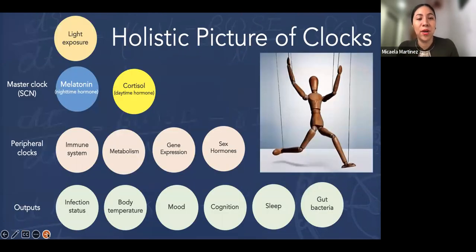And so what we really wanted to know is we wanted to get a holistic picture of biological rhythms. And so we were looking at light exposure that our participants were experiencing at home before they came into the lab. So we wanted to know how much light they're getting each season of the year. We looked at neuroendocrine hormones that are known to be pretty much direct outputs of the circadian clock, so melatonin and cortisol. But then we're really interested, especially in my lab, in peripheral clocks. And what I mean by peripheral clocks are circadian clocks throughout body systems that are not necessarily neuroendocrine driven. So this includes the immune system, our metabolism, gene expression in cells of the immune system, and also sex hormones. And we looked at things like mood and cognition and sleep as well.